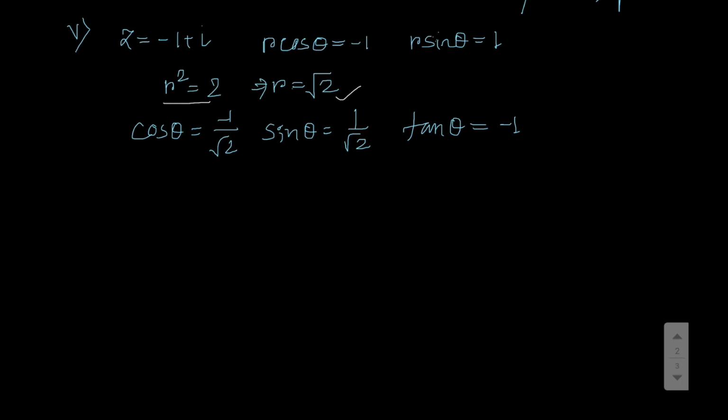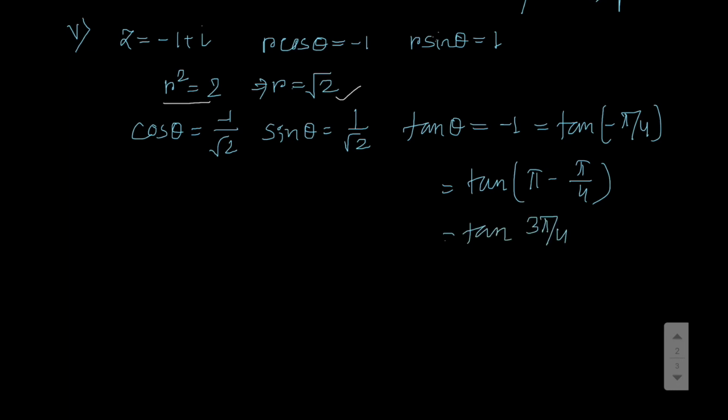As here tan theta equal to minus 1, you can also write this as tan minus pi by 4, and that equals tan of pi minus pi by 4, so that equals tan 3 pi by 4. Okay, tan 3 pi by 4 as theta is in which quadrant? Second quadrant. We have to first find out which quadrant theta lies in. The value of theta is from minus pi less than theta less than or equal to plus pi, satisfying both equations. So here theta equal to 3 pi by 4.